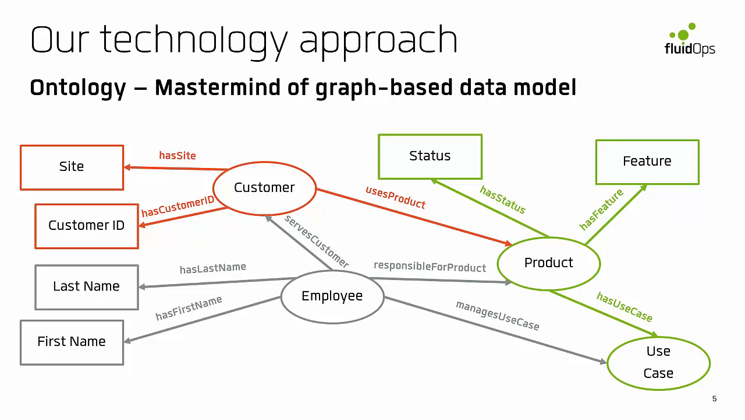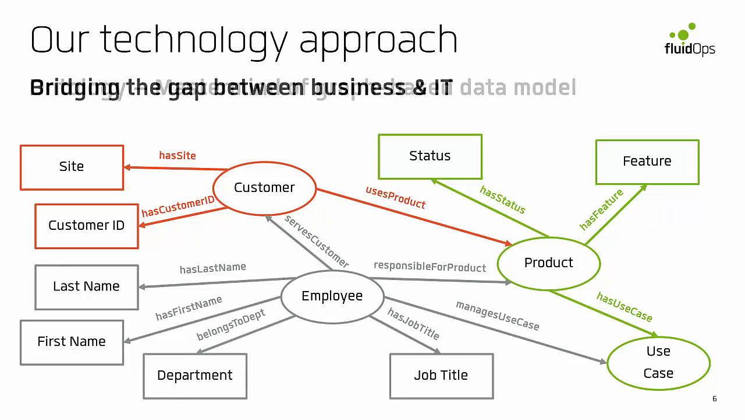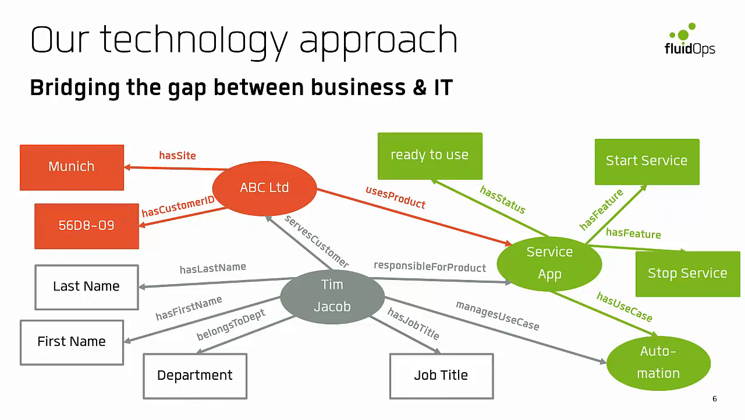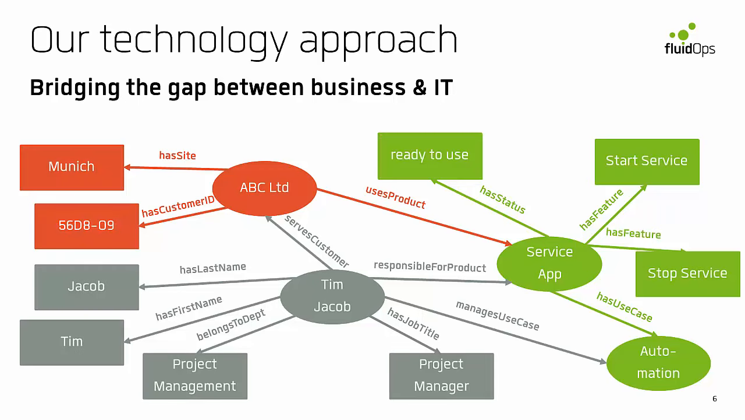Now, this ontology can be filled using the actual instance data. So let's have a look here. So we have Tim Jacob and ABC Limited, Tim Jacob serving the customer, ABC Limited using products, and so on. So little by little, we get more and more information in this graph. So the key point here is the following.